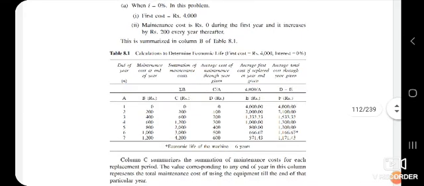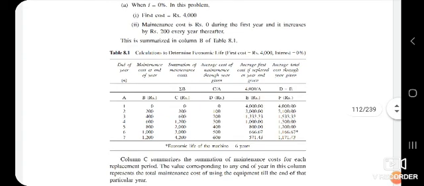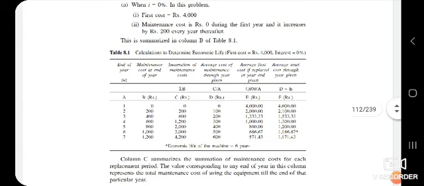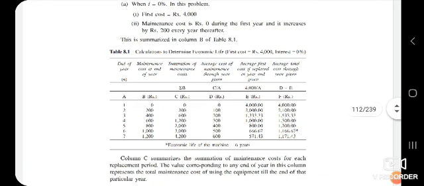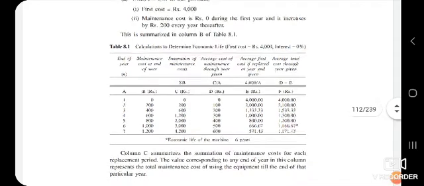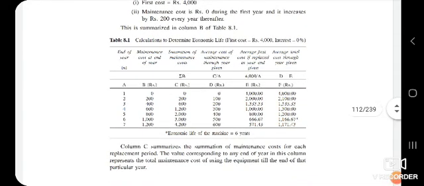Just see the sixth year, where we have 1166.67, but in the seventh year we got 1171, right? So it ultimately starts to increase, so you have to stop where it ends with the lowest value. Okay, so that will be the economic life of the machine. So here the economic life of the machine is 6 years.